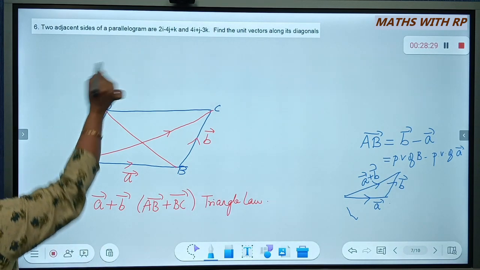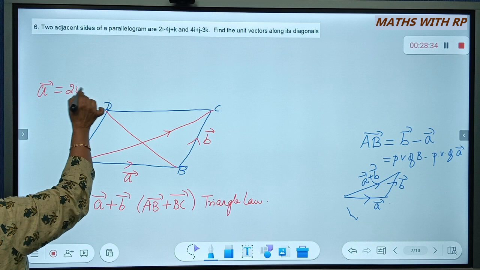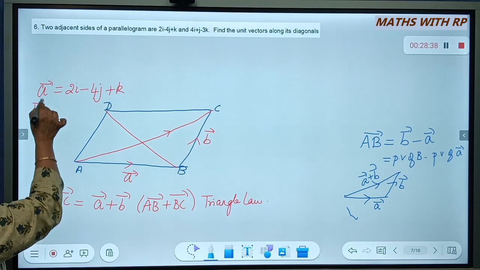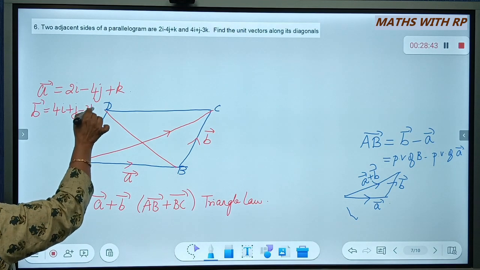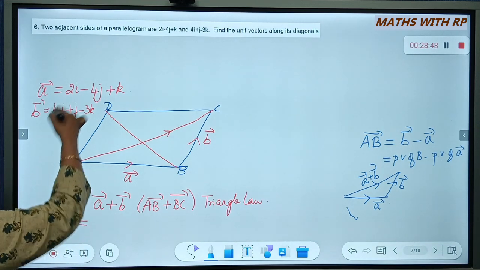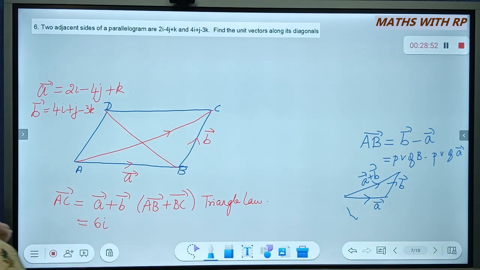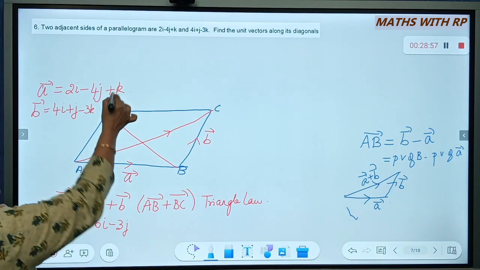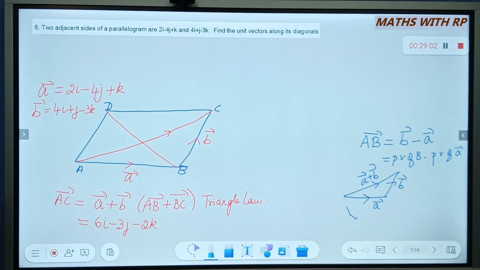So now you are given two adjacent sides. So let A vector be 2i minus 4j plus k and B vector be 4i plus j minus 3k. Right? Now what will be A plus B vector? Add the two vectors, you will get 6i, then minus 3j, minus 3k plus k will give you minus 2k. So this is AC vector.